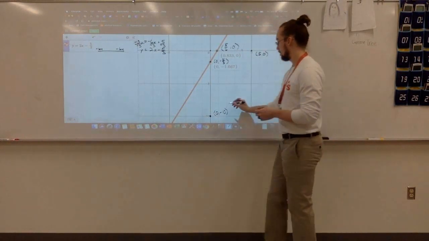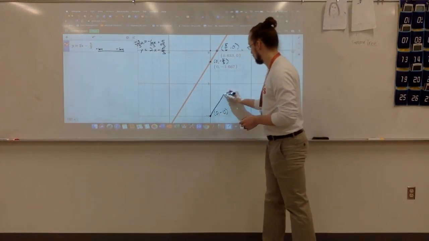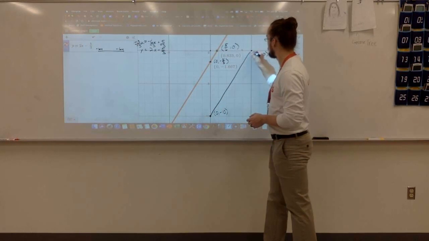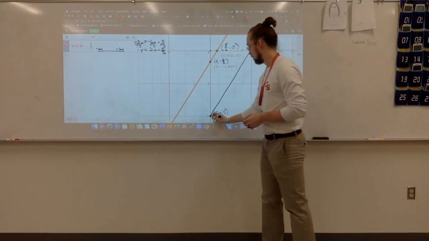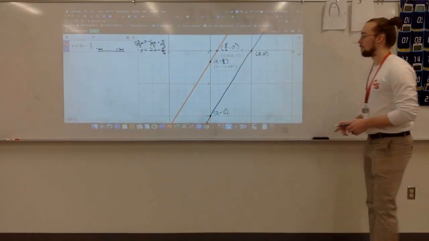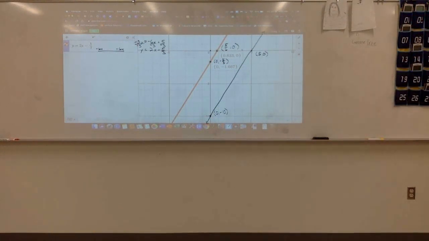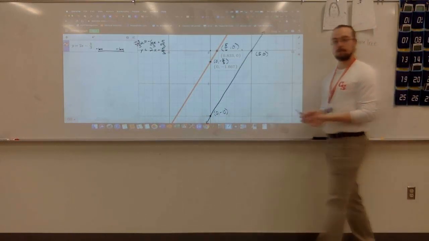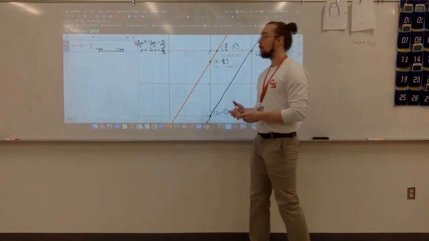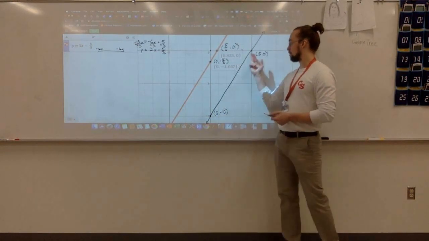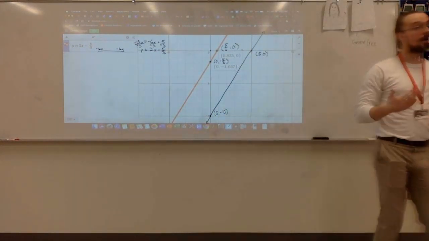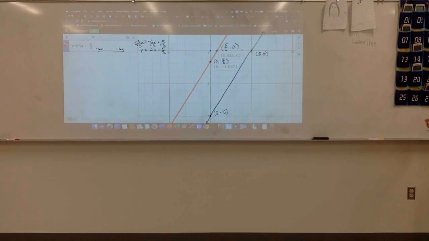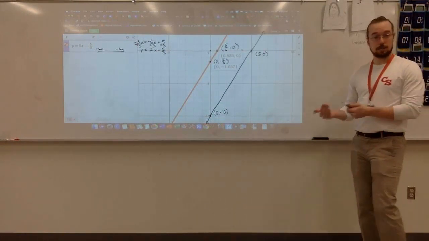So I connect those 2 points. What do we notice about our original line and our new line? Parallel. They're parallel. So dilating a line did not change the slope. The slope stayed exactly the same. What did change, though, was the y and the x-intercept. So the line will move when we dilate it, but the slope will not change.